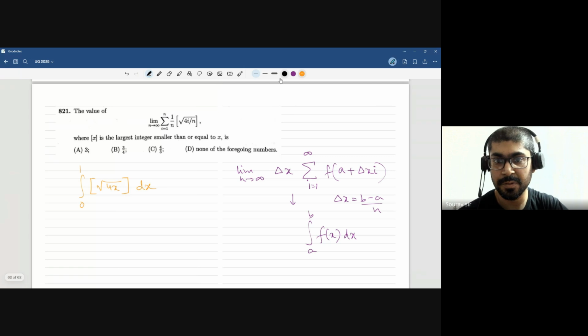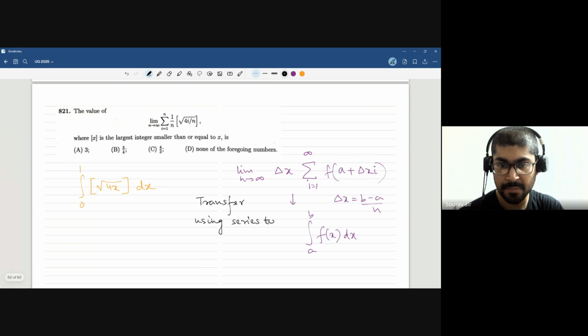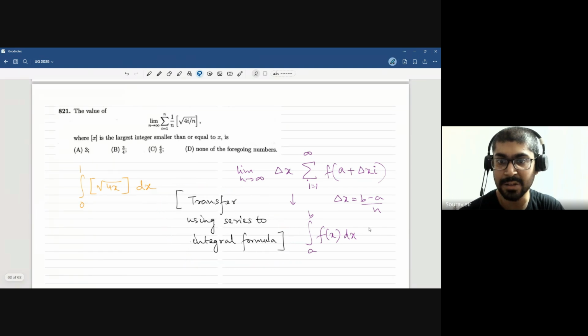Okay, so transforming the series to an integral. If this is in the subjective section, just write this and you can then go to this step directly. You don't need to explain all the theory behind Riemann integration. You don't need to tell them how this formula came about. You can just write it directly. Now solve this integral, you'll get your answer.